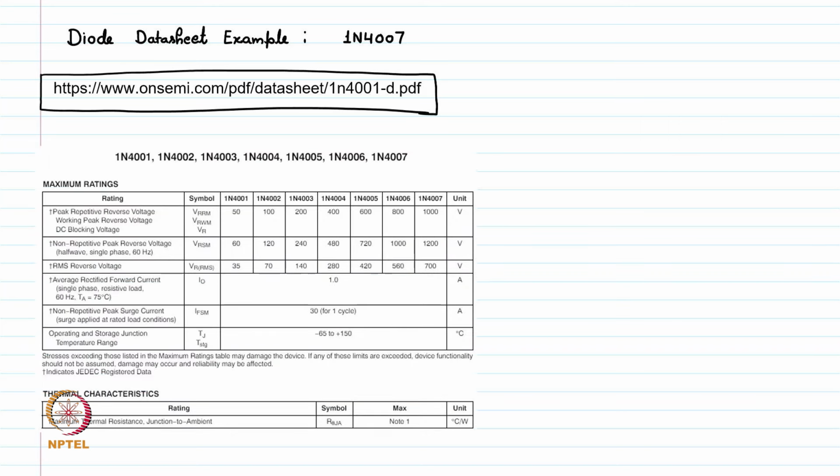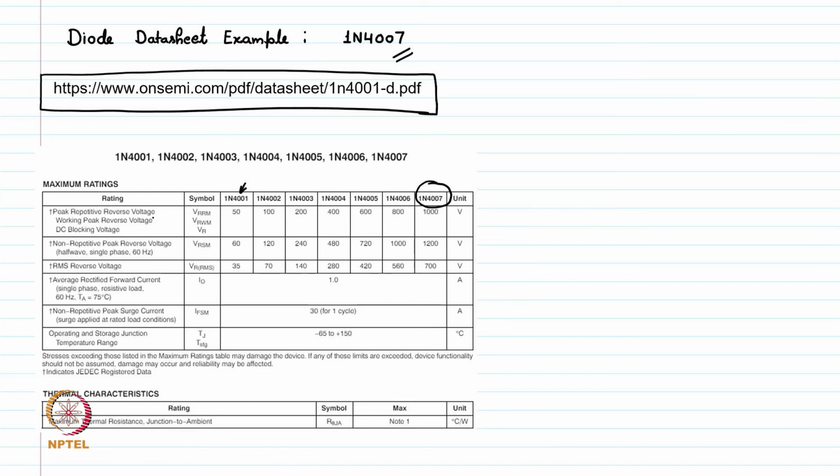This is a big PDF document, typically more than 10 or 20 pages. So, first we need to find out which model we want to consider. For example, we are considering this diode 1N4007. This data sheet is actually common for many diodes. For example, this is 1N4001 and we are interested in this diode 1N4007.